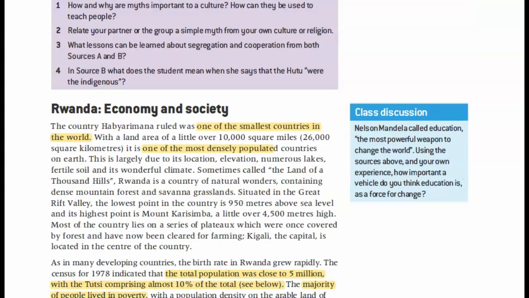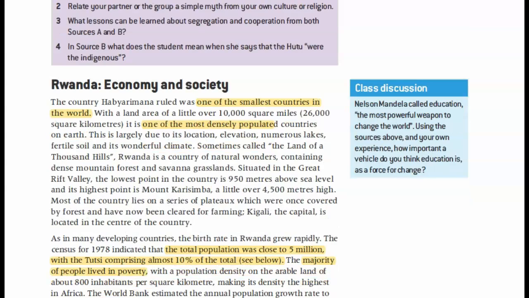Now, Rwanda is one of the smallest countries in the world, which is significant. Make sure you understand that. It's also one of the most densely populated countries. So there is not a lot of area, but there's a lot of people there. Like in many developing countries, the birth rate in Rwanda is going to grow rapidly. Total population was close to 5 million, with the Tutsi comprising about 10% of the population. And the majority of the people in this country live in poverty.